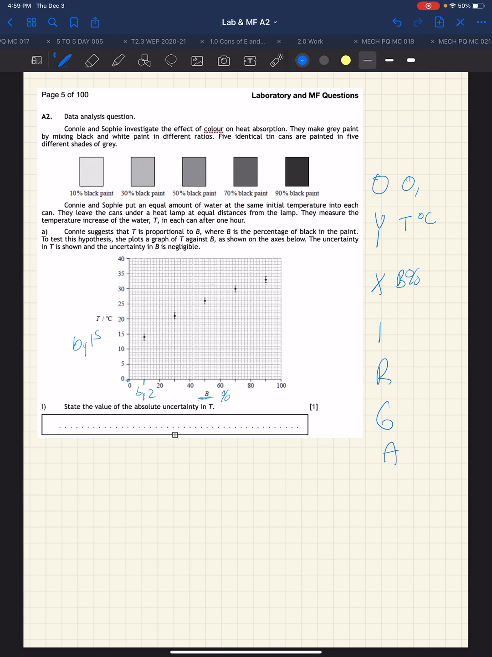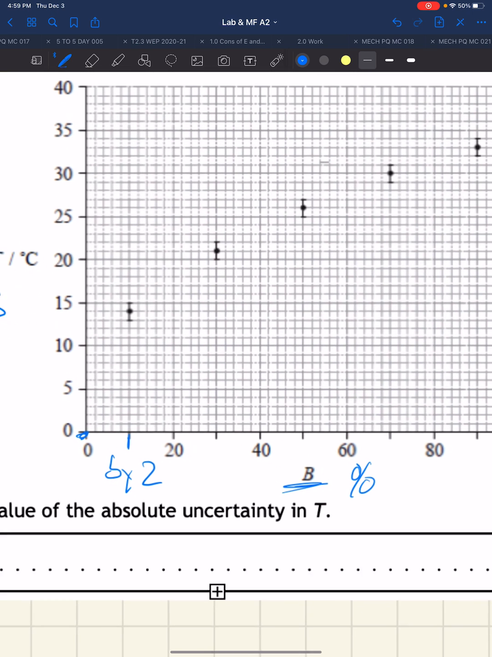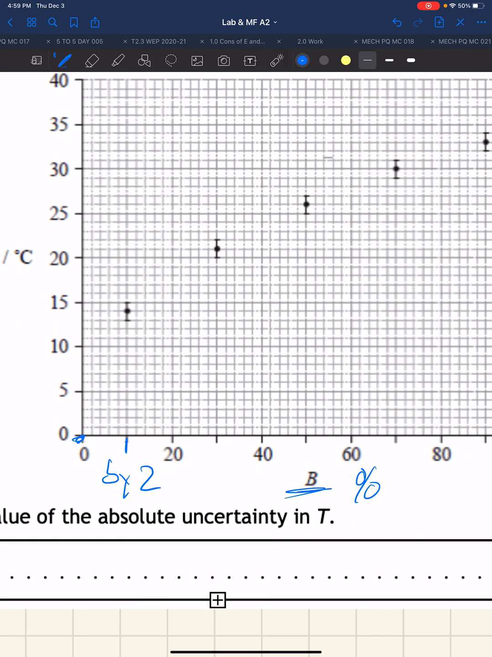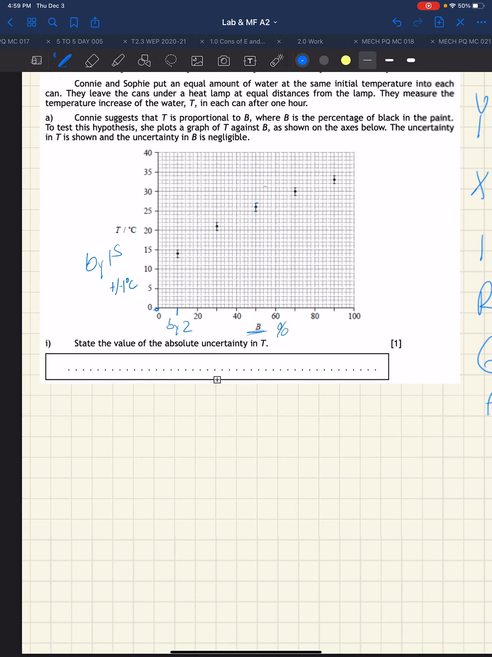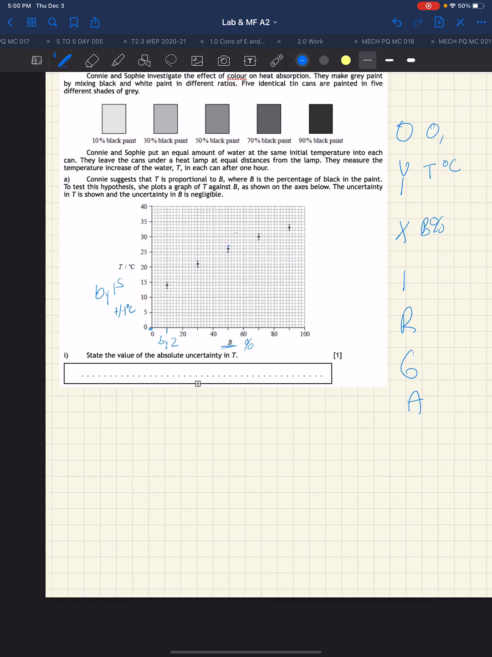And we notice now we have some error bars. It tells us that the uncertainty in the B is so small you can't detect it. But in the temperature, we look at more than 1 point, we can see that it's plus or minus 1. So we'll write that down right off the bat, plus or minus 1 degree Celsius. All right, so that's our x-axis.